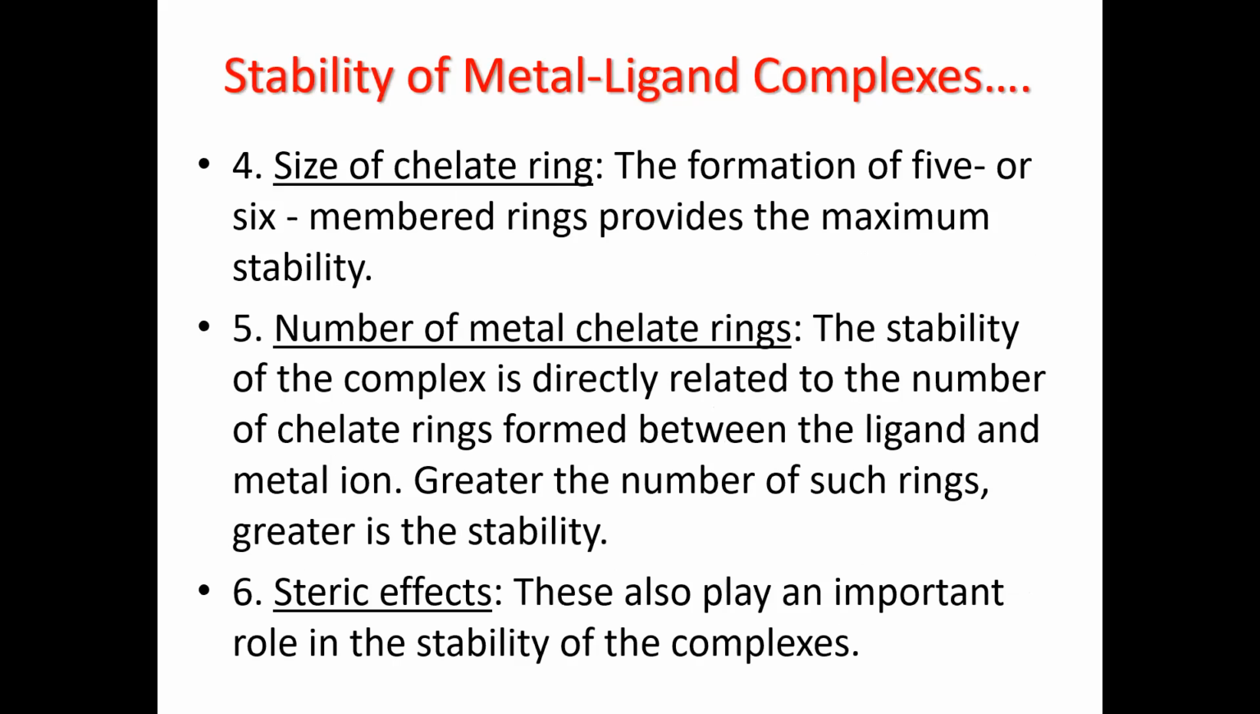What are the other factors that enable the stability of the metal ligand complex? The size of the chelate ring. When you have four or five or six membered rings, it is more stable than when you have a linear chelate, or maybe two membered or three membered. So the larger the number of the members of the ring that is formed, like the previous example we saw, the more stable that complex will be.